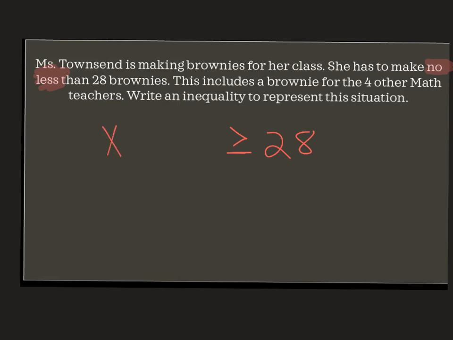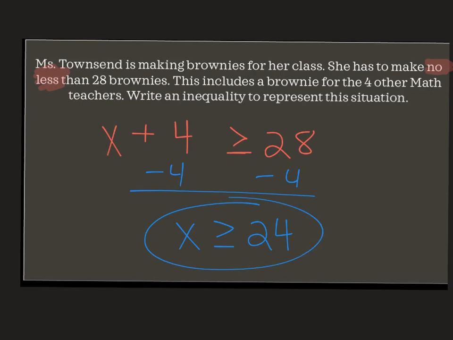So the amount Miss Townsend makes for the students is going to be x, plus the 4 she makes for the teachers. So x plus 4 is greater than or equal to 28. If I simplify this, minus 4, the amount of brownies, x is greater than or equal to 24. So she needs to make at least or no less than 24 brownies for just the students.